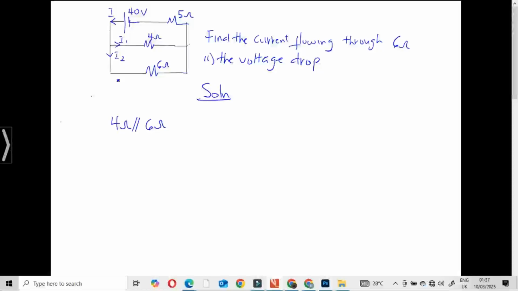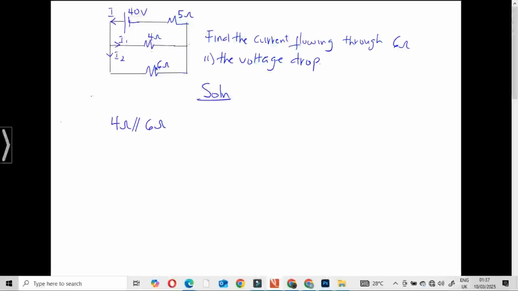Alright, so before that, we have to find the total resistance in a circuit, which will help us find the total current, and which will later help us find the current flowing through the 6 ohm resistor. So let's begin.